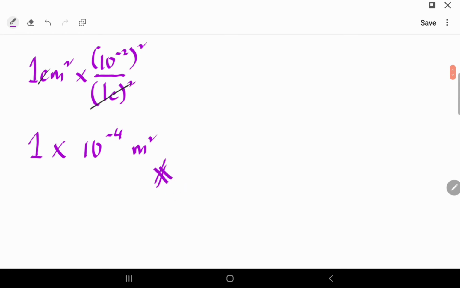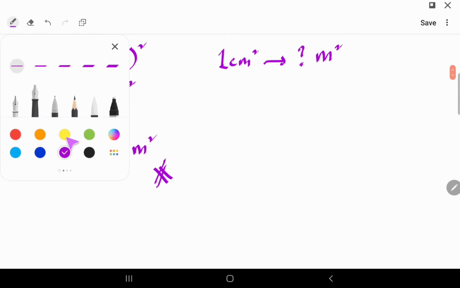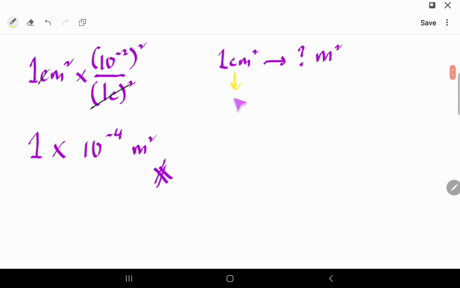So by using the ratio method or cross method, this is the way. Or by using the left minus right method: 1 centimeter squared to be in meter squared. Again, this is our left hand side and this is our right hand side. At the left hand side, what do we have? Just centi, and centi equals negative 2. To be in meter, there is no prefix, so it equals 1. Equal to 0.